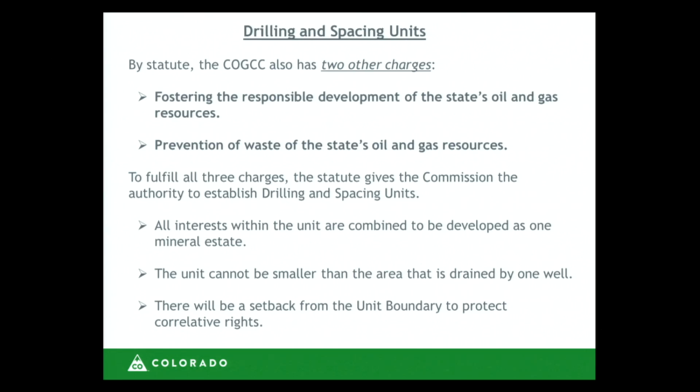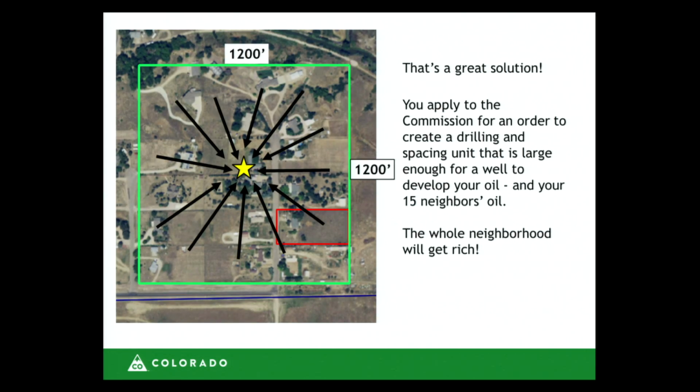So basically, when you have a drilling and spacing unit, it says that all those mineral owners, all that interest is as one unit. The unit can't be smaller than the area drained by the well, which means you can't have it so small that, again, you're draining outside the unit. So you have to look at the drainage radius of the particular reservoir you're looking to develop, space and develop. And then there will be a setback applied to the unit boundary rather than to the lease line, again, to protect correlative rights.